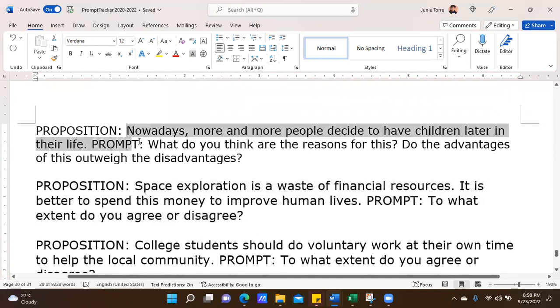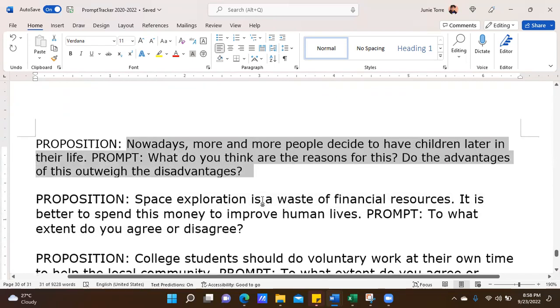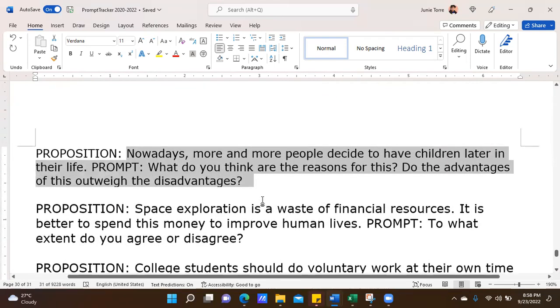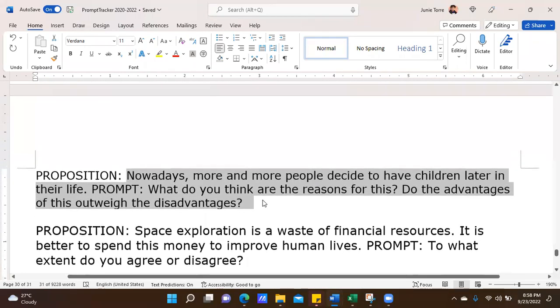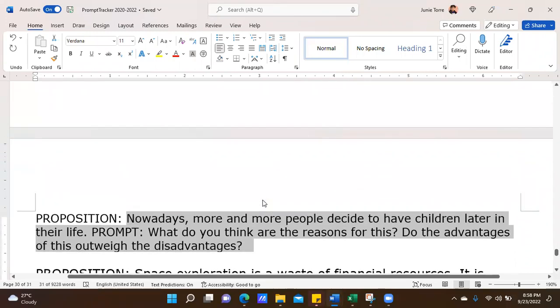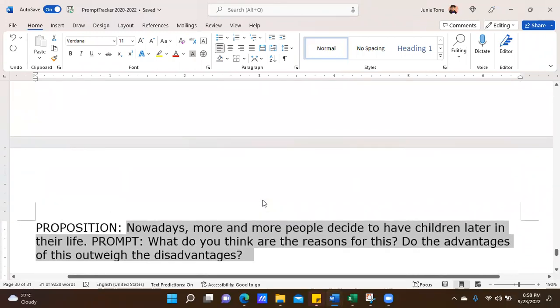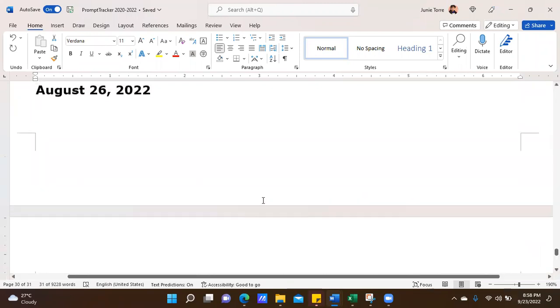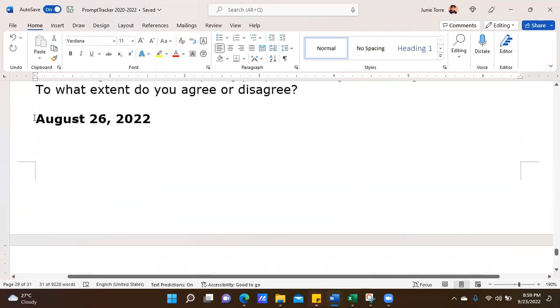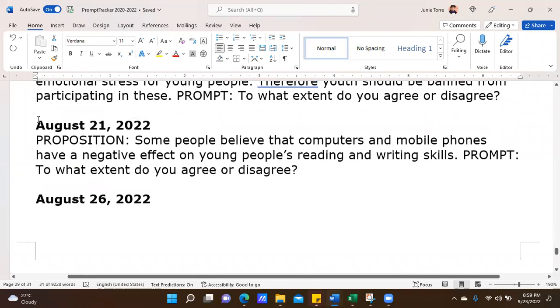Nowadays, more and more people decide to have children later in life. What do you think are the reasons for this? Blah, blah, blah. Very cognitive rev. People nowadays, they demand to decide for their own. They abhor societal traditions that put them in a box. Ganon. Many even decide not to have kids, period.